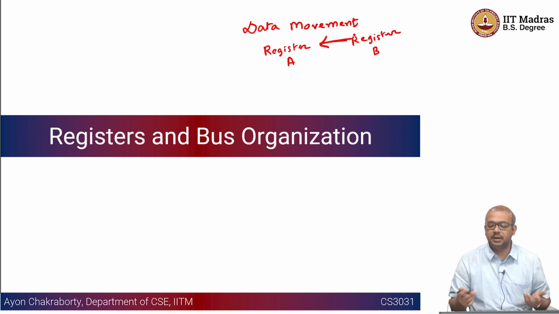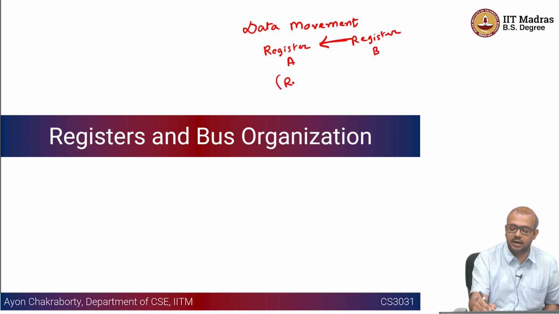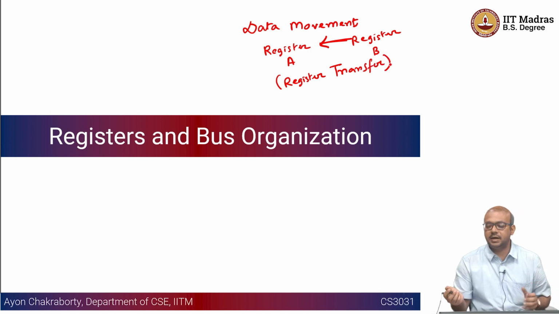So this is typically called register transfer. You copy the contents of one register to another register. It's a very important operation that is required in the control of a processor.